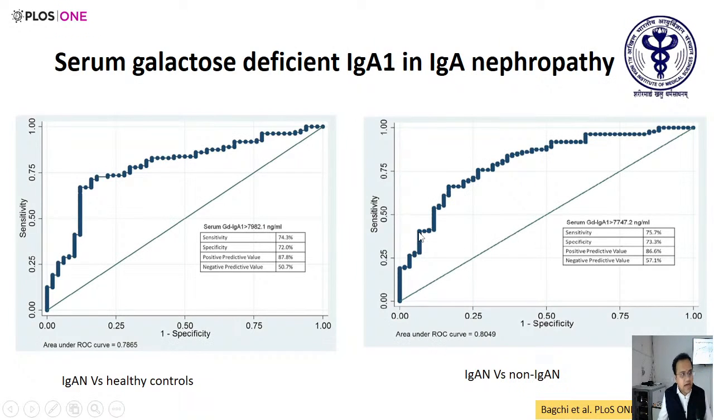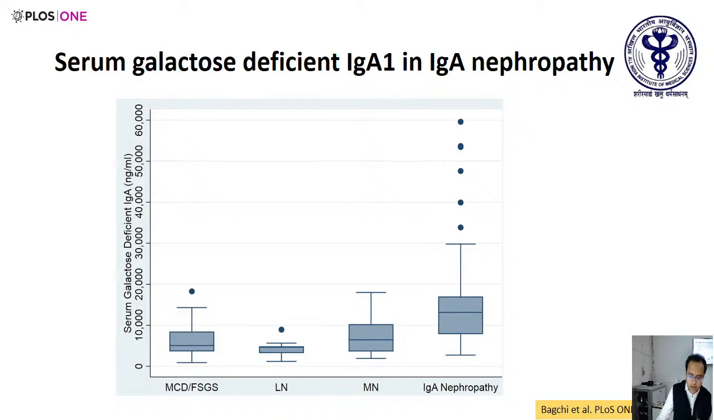And when the ROC curves were plotted between the IgA nephropathy patients and healthy controls, for an optimum sensitivity and specificity, the cutoff was 7,980. Whereas with other glomerular diseases, it was 7,747. And with this ROC, it was seen that the sensitivity and specificity were more than 70%. Positive predictive value was more than 80%.